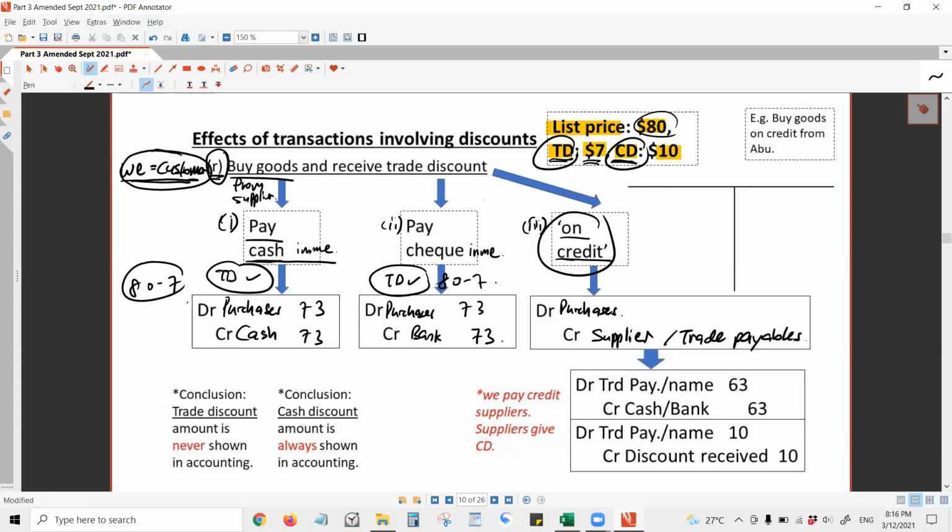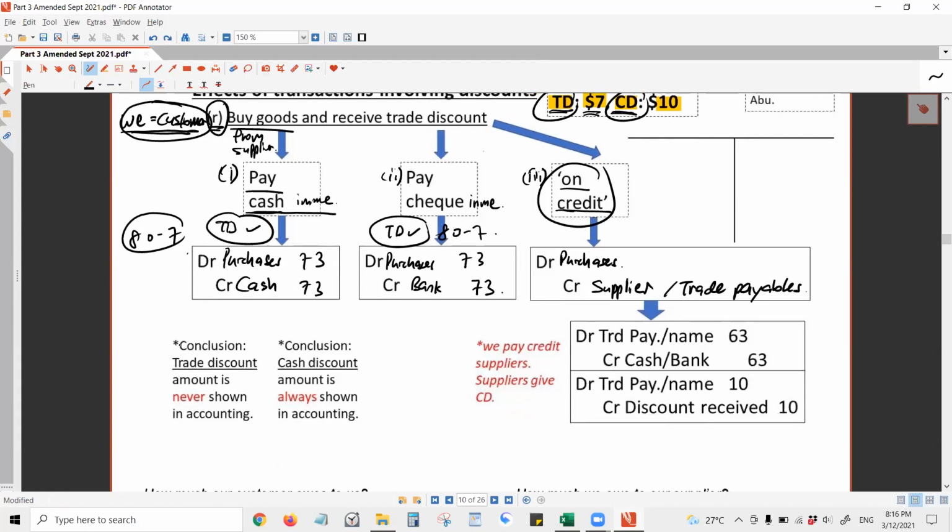So do you see $7 recorded anywhere? Do you see that I use $7 for the T account entries? No. So again, remember, trade discount amount is never recorded. Look at the bottom left corner. Conclusion: trade discount amount is never shown in T accounts. T accounts means the T-shapes. We show the amount that is after deducting the trade discount, which is $73 here. Agree? We pay $73.